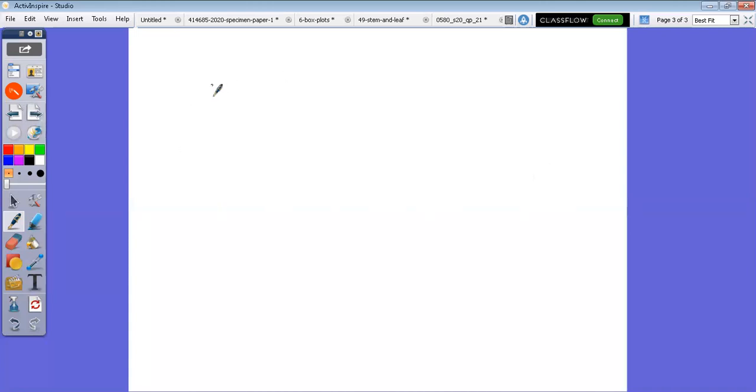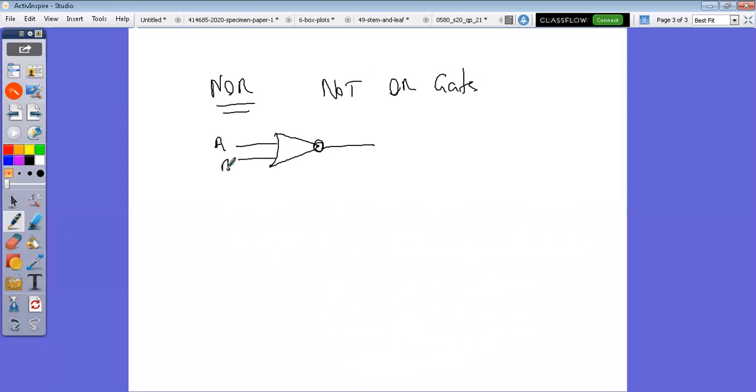Then a NOR gate means not OR gate. Can you see that? I have my normal OR gate, then there I have a NOT like this. This NOT stands for not OR gate. So my output, this is a NOR gate. So look at this. NOR gate: A, B, output.